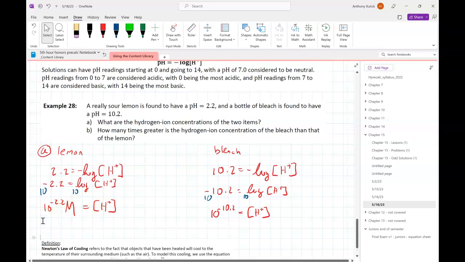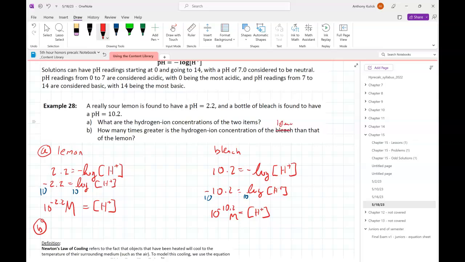So that's, again, measured in molarity, moles per liter. And then part B asks, I think this is a typo, how many times greater is the hydrogen concentration of the lemon than that of the bleach? Because the acidic thing should have more hydrogen ions than the basic thing. So I think that's just a little typo.